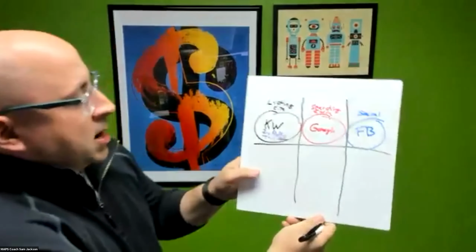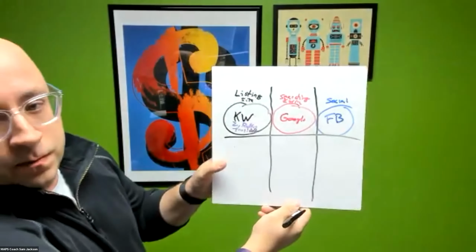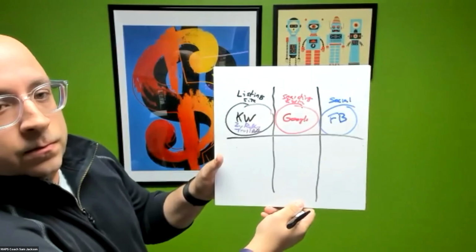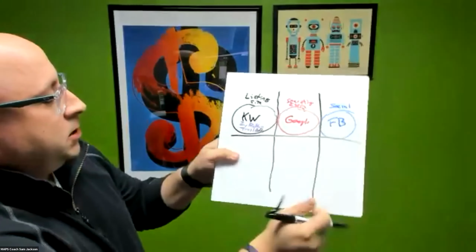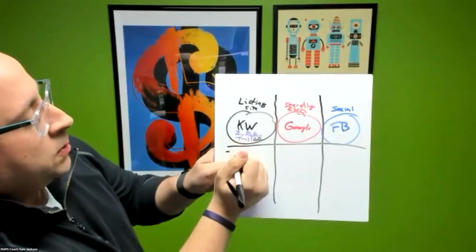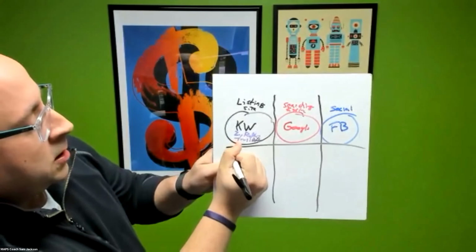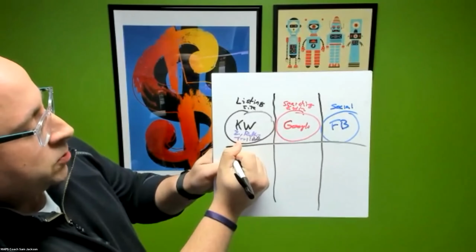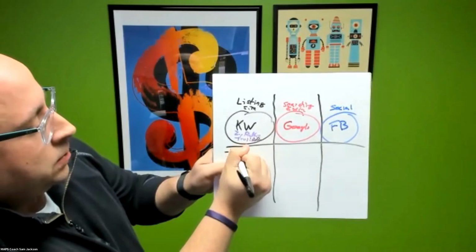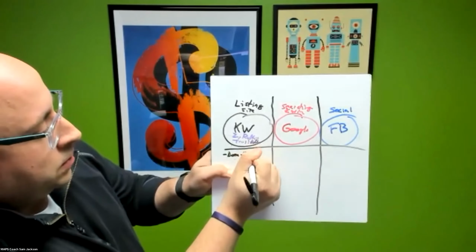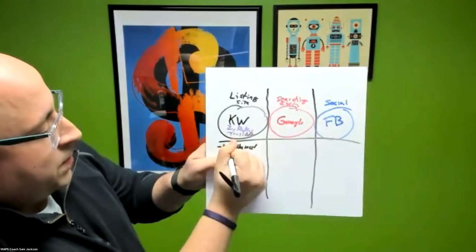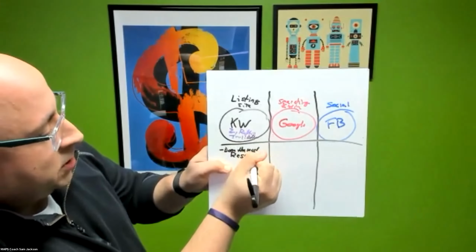So if we were to check a box, who would be the furthest along? Listing sites. Yeah, listing sites. So underneath here, if you want to make a bullet point or a pros and cons list, this group has done the most research. Sorry for my bad small handwriting, but this group has done the most research.